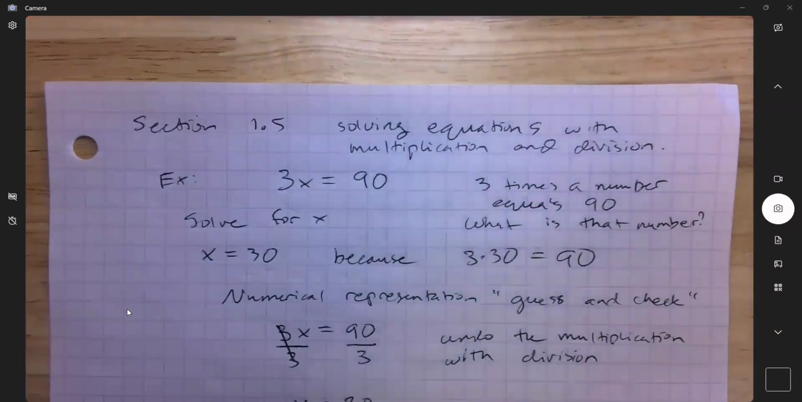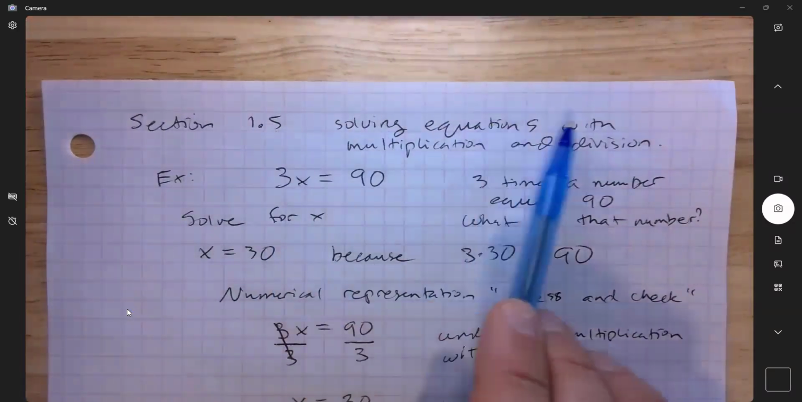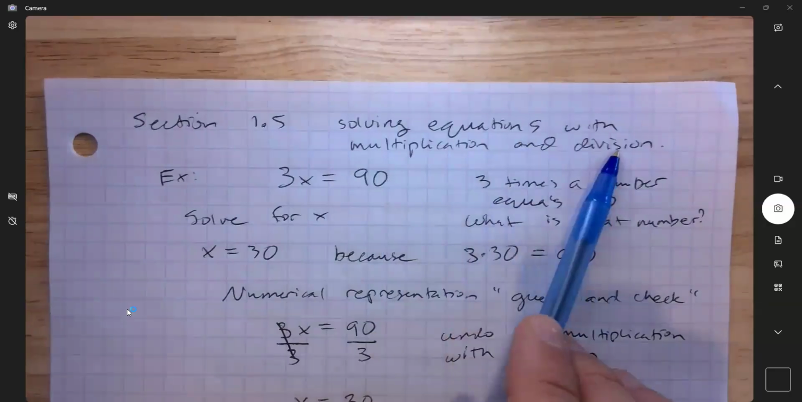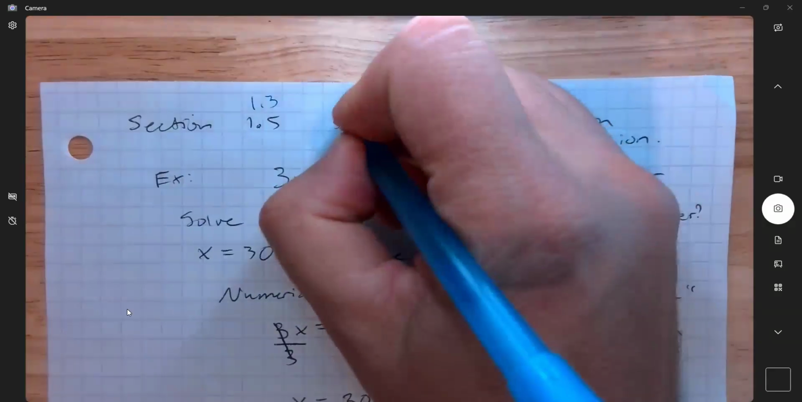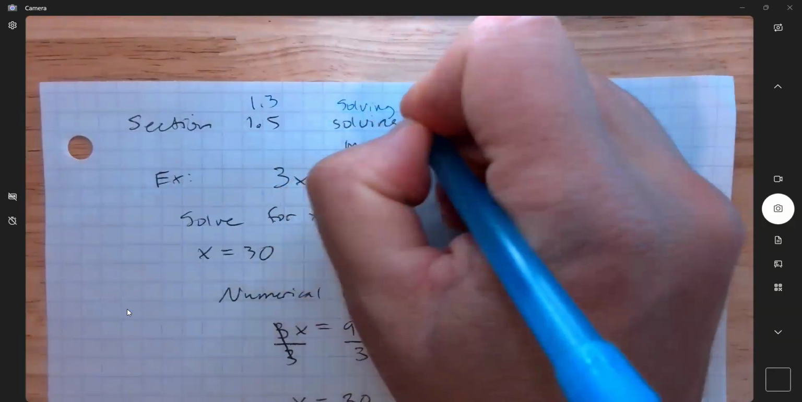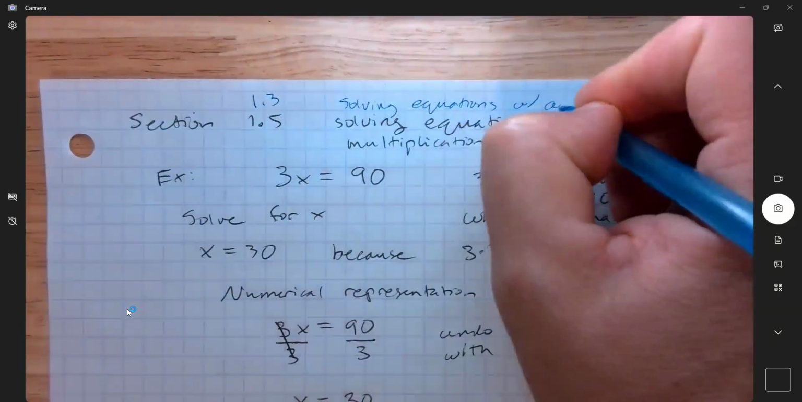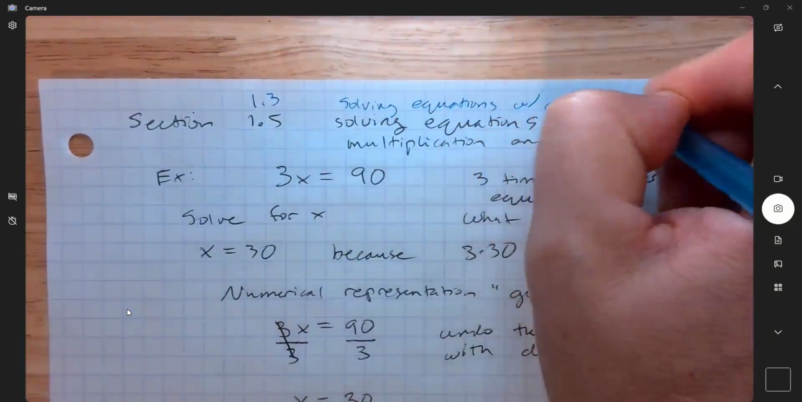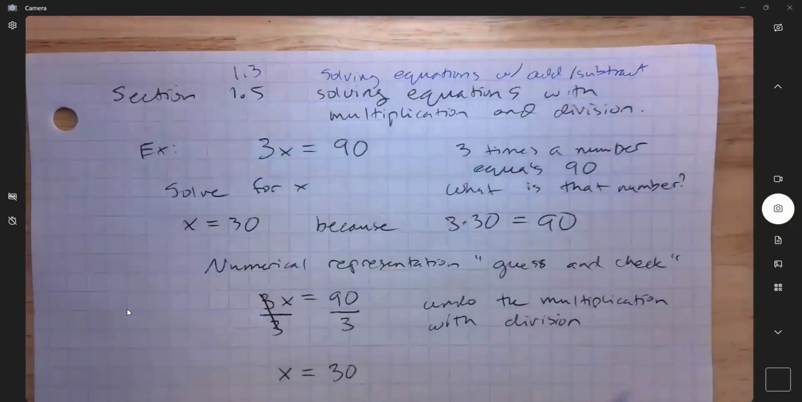Okay, section 1.5, we return to solving equations. This time we have multiplication and division. Section 1.3 was solving equations with addition and subtraction. And now we have it with multiplication and division.